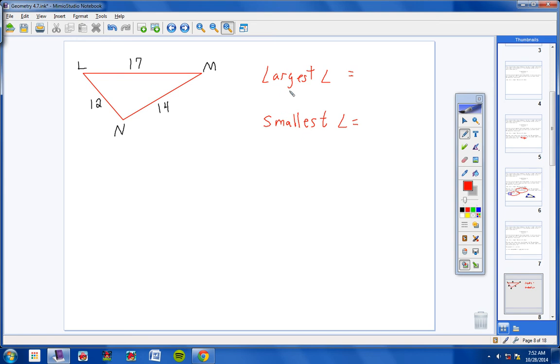Well, now the largest angle is going to be across from the longest side. So I'm going to find the longest side. Here it is. Go straight across. And there we go. Angle N is the largest angle. Piece of cake, guys. Now, I'm going to find the smallest angle. So I find the smallest side up here, which is 12. Go straight across to the angle opposite that side. And there's the smallest angle. Right? Pretty simple. Let that sink in. We're going to move on in just a second.